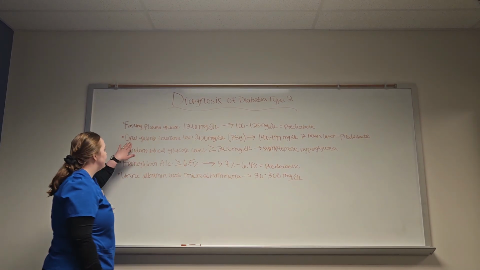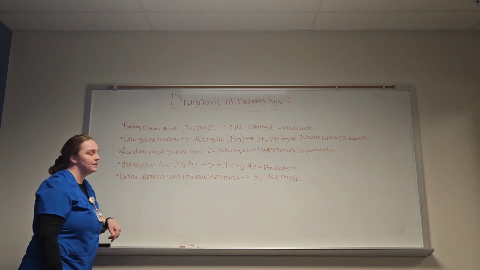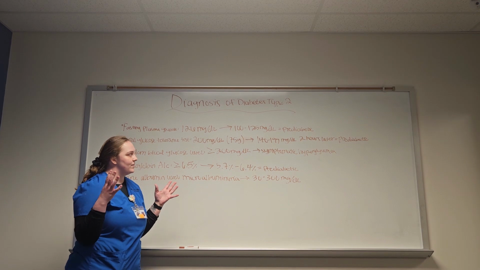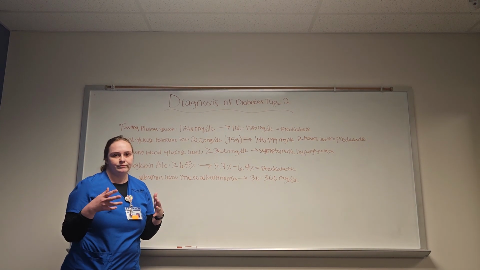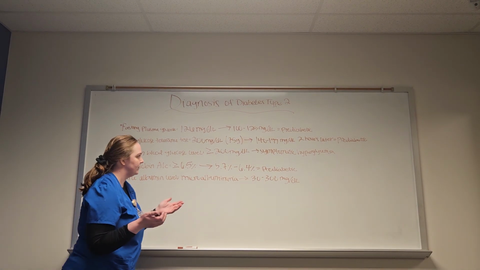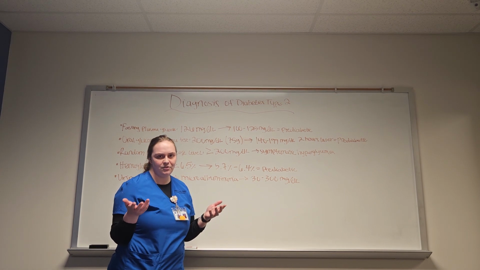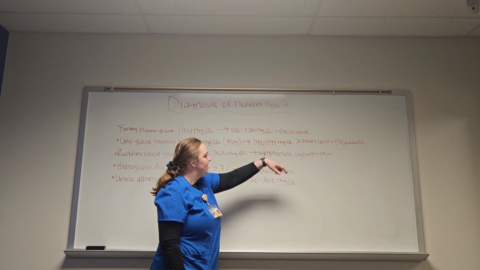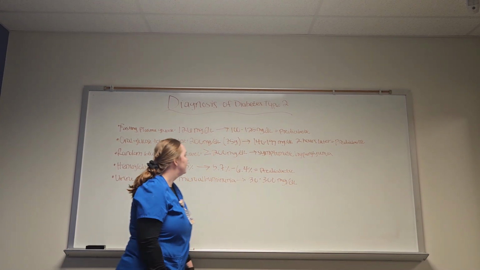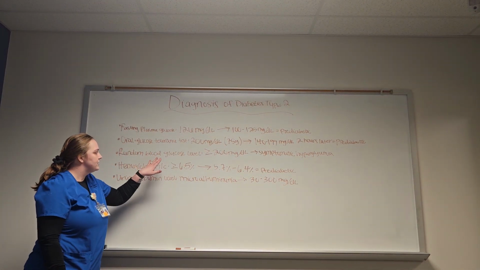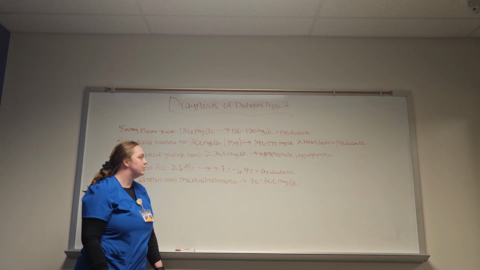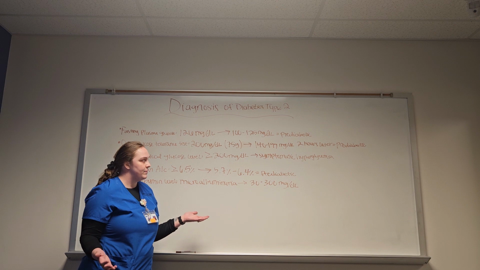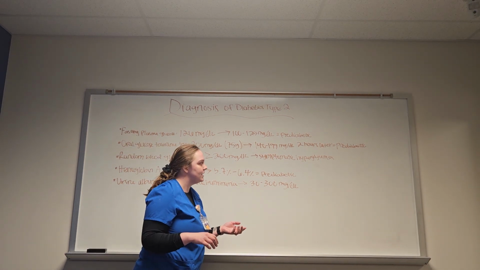And then we're also going to do an oral glucose tolerance test. That is going to be 200 milligrams per deciliter with a 75 gram oral glucose drink, basically. 140 to 199 two hours later is pre-diabetic. Random blood glucose level is going to be equal to or greater than 200 milligrams per deciliter with symptomatic hyperglycemia.